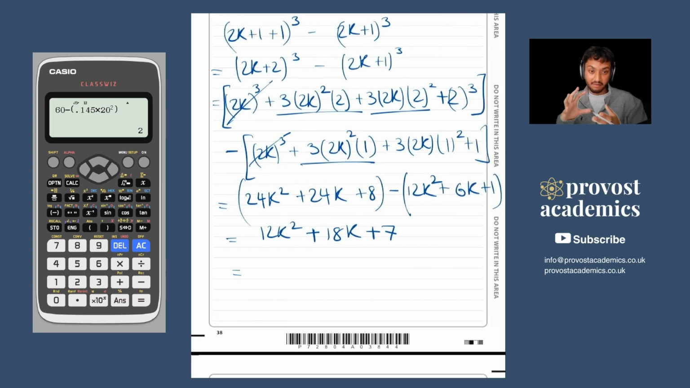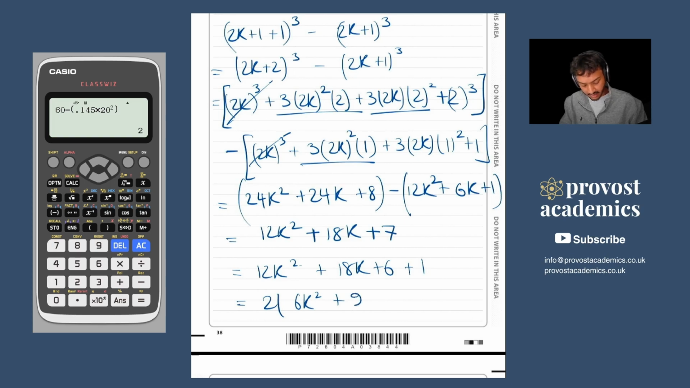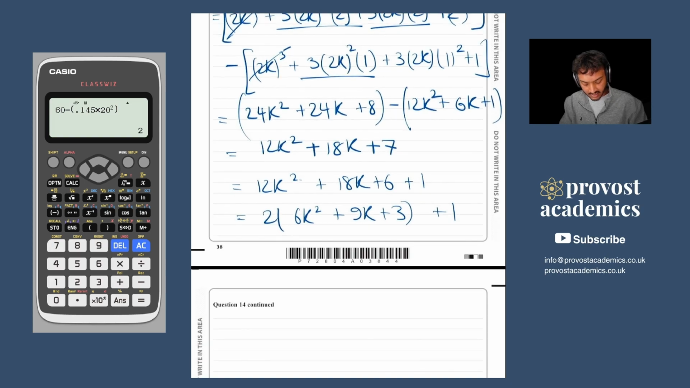Now we need to have it in some way so that we have a factor of 2 being taken out and we have plus 1. So what we could do is this 7, we could rewrite it. So we can say 12k squared plus 18k plus 6 plus 1. And then if I take a 2 out, I get 6k squared plus 9k plus 3, plus 1. And clearly this is going to be an odd number, right? It's in the format of, if you let this be some other dummy constant variable, it'll still be odd.